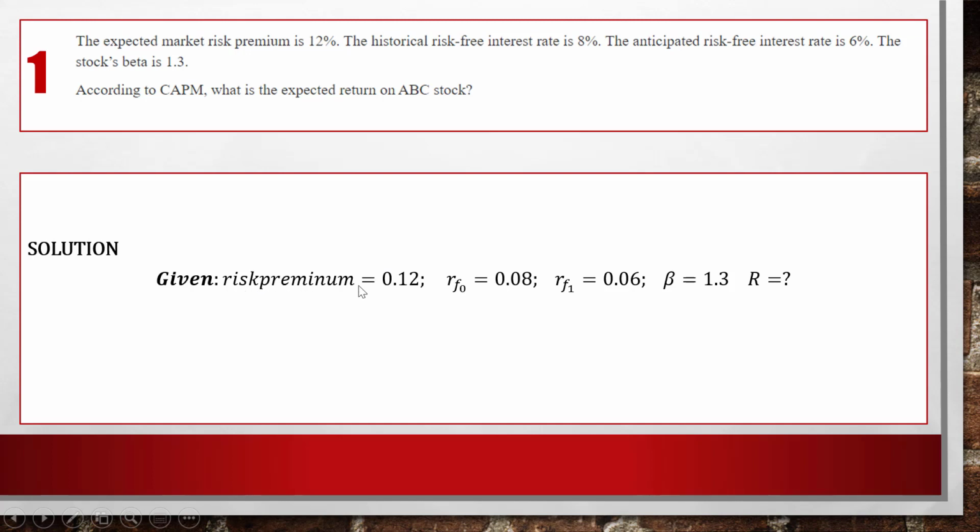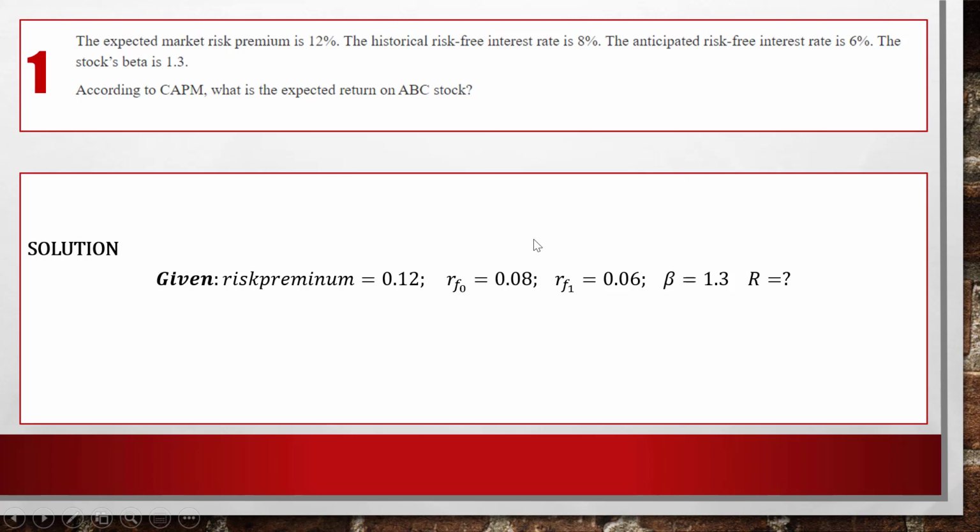First, the risk premium is 0.12, that is 12%. The initial risk-free rate, the historical risk-free rate, is 8%, which is 0.08. And the anticipated risk-free rate is 6%. In decimal, it should be 0.06. Beta is 1.3, and the question asks for the expected return on stock ABC.